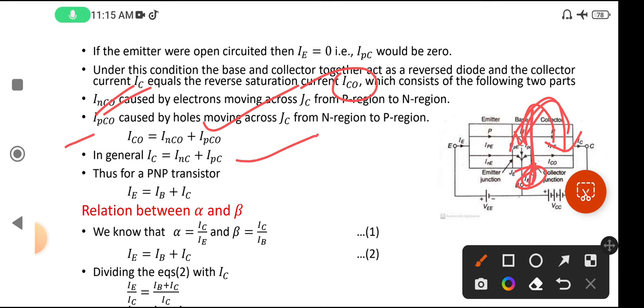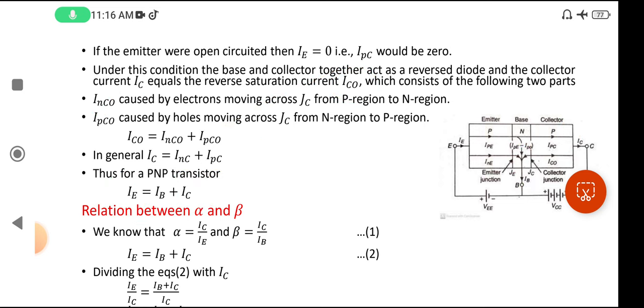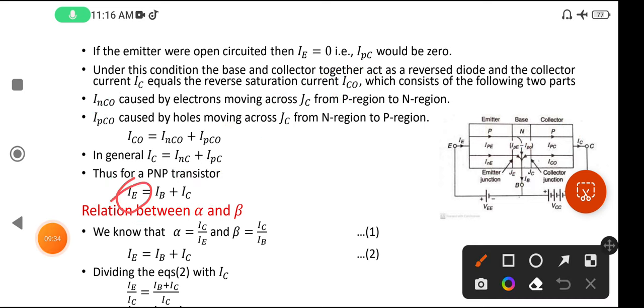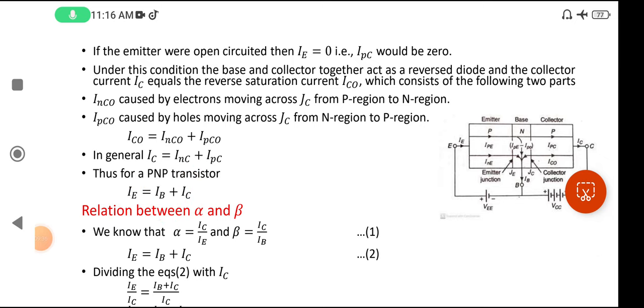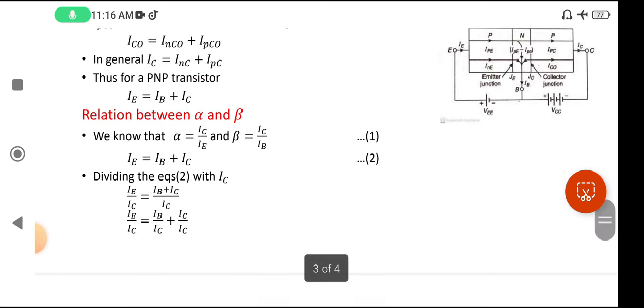Thus, for a PNP transistor we have the formula IE equals IB plus IC. It is a very, very important form. Sorry, the emitter current is always the combination of base current and collector current. Don't forget, it is a very, very important form.